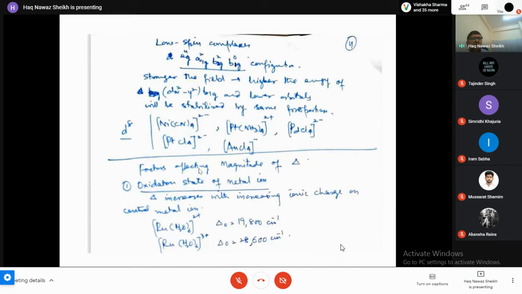So ruthenium complex, same metal, same oxidation state in both complexes, same ligand, but oxidation state different. Same metal, same ligand, same geometry, but oxidation state changing here: +2 and +3. Delta is for +2 it is around 20,000, and for +3 it is more than 28,000. So huge increase.